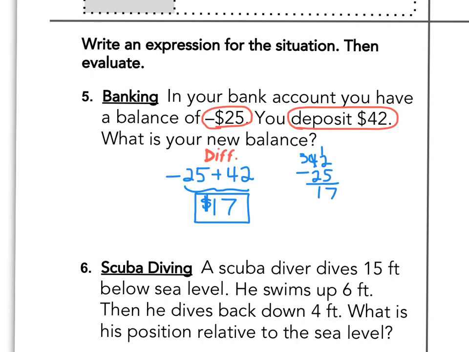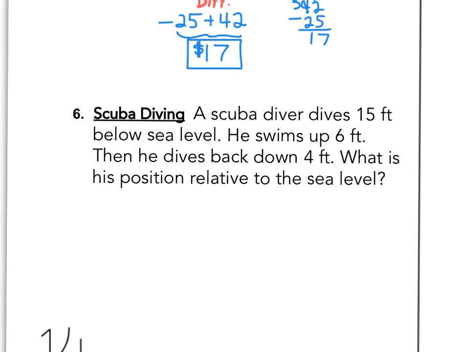Now let's take a look at the second problem, scuba diving. It says a scuba diver dives 15 feet below sea level. He swims up 6 feet, then he dives back down 4 feet. What is his position relative to the sea level? So here, let's first circle our important information. We have, he dives 15 feet below, so I'm going to circle 15 feet. And then he swims up 6 feet, and then he dives back down 4 feet.